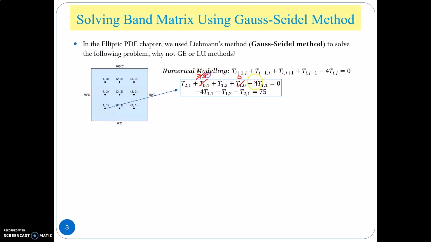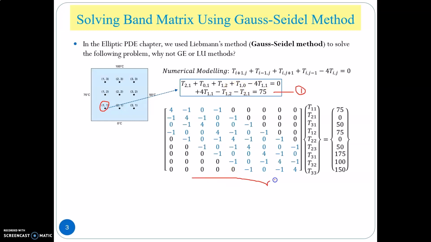Let's move 75 to the right hand side, then you obtain negative 75, and multiply both sides by negative 1. Then you obtain negative, negative, positive, positive. So you check it, and this should be positive for T11, and you have negative T21 here and negative T12 here, equal to 75. So you should obtain this equation. From this point, you succeed in forming the first equation and we can write it in matrix format.